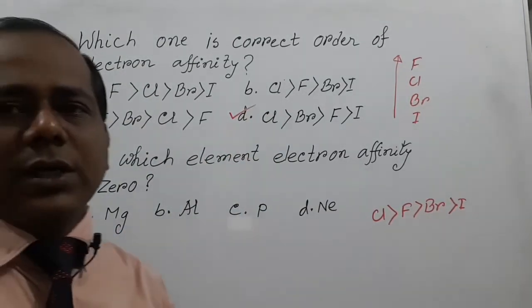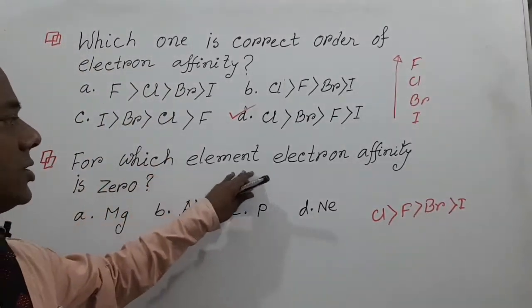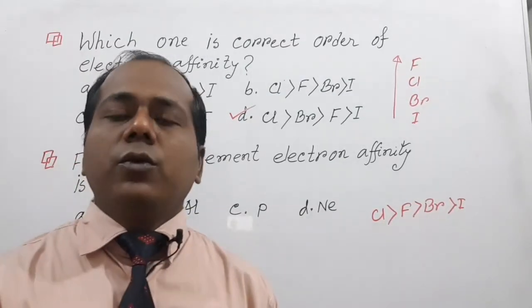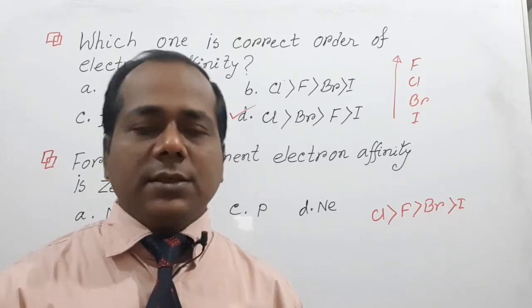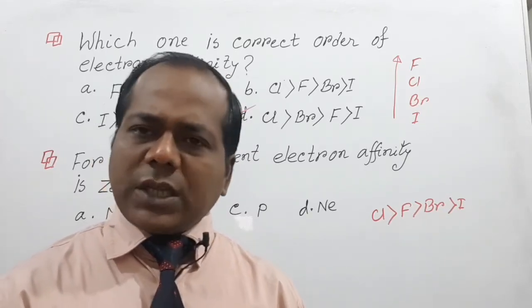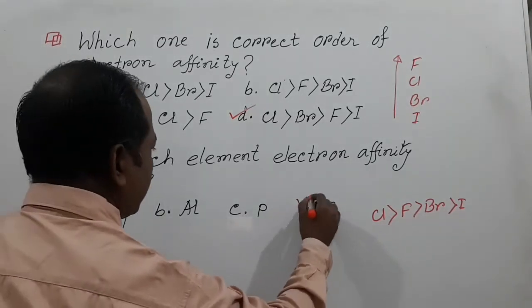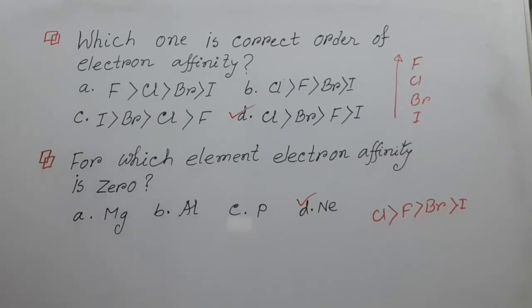Now, my dear students, our next question: for which element is the electron affinity 0? My dear students, we know that the electron affinity of an inert gas is 0. So here the correct option is option D, because neon is an inert gas.